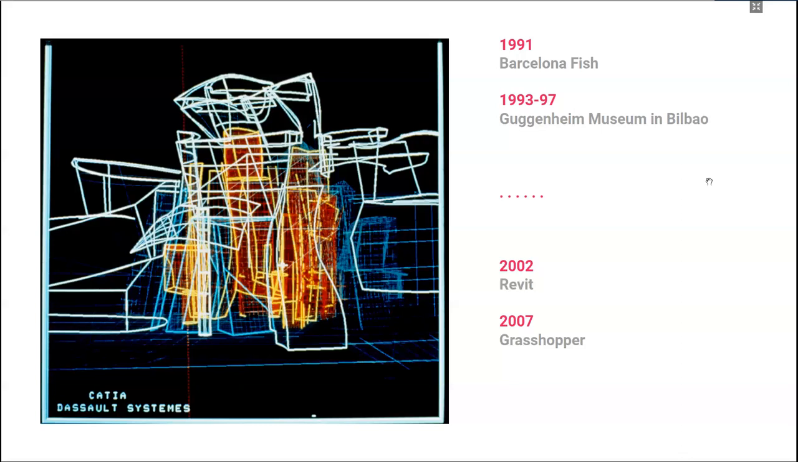Remember, this was by a certain designer who was already famous across the world, which meant that Frank Gehry had a significant amount of resources at his disposal. So just one singular example, borrowing technology from another industry. And from then, it took almost around 15 years, 17 years for Revit and Grasshopper to be released.